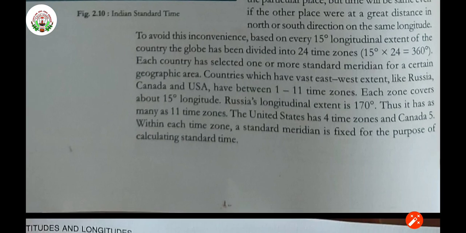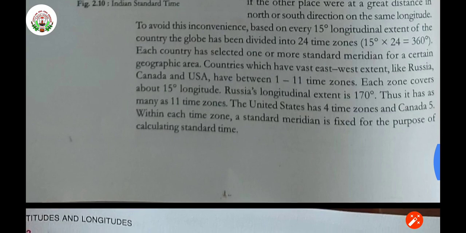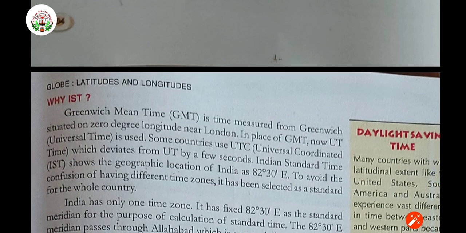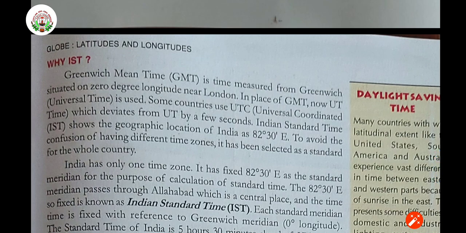United States, they are having 4 time zones. So they will be having different time in these 4 places. Within each time zone, standard meridian is fixed for the purpose of calculating the standard time. We are having the standard time mentioned over there. Now, why IST? Why are we having IST? That is Indian Standard Time.